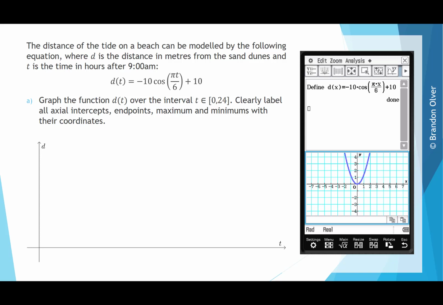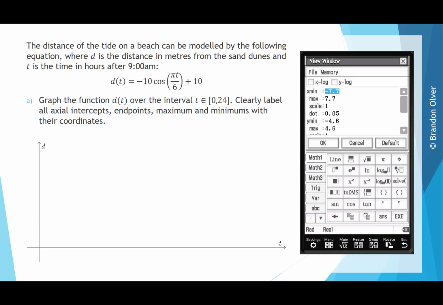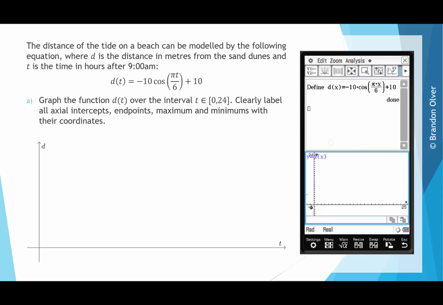Now we want to change our view screen, so we want to graph it from perhaps x is negative 2 through to x is 26, so just a little bit further than what we need to graph it over. And then for the y values, I'm going to graph it between negative 5 and the amplitude is 10 and the mean value of the function is 10, so it goes up as high as 20. So I'm going to go to about 25, so I have a bit of extra room on my graph. Hitting OK shows me this graph.